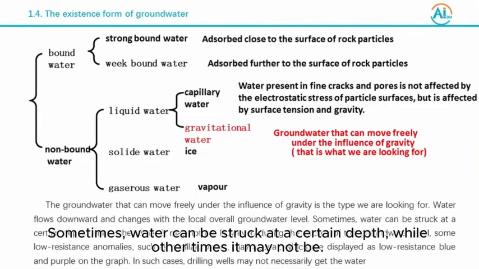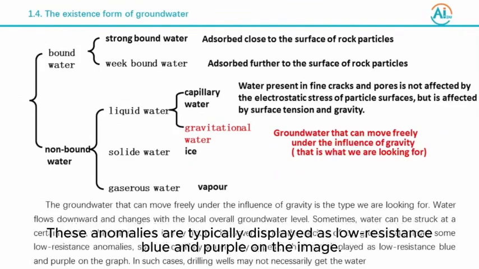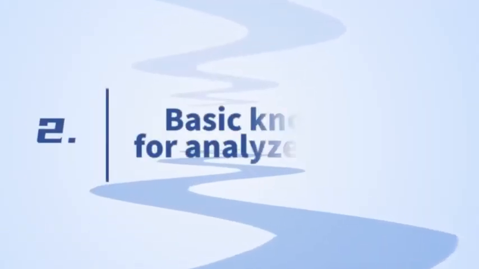Sometimes water can be struck at a certain depth, while other times it may not be. However, during the decline of the groundwater level, certain low-resistance anomalies, such as capillary water, may appear. These anomalies are typically displayed as low-resistance blue and purple on the image. In such cases, drilling wells may not necessarily yield water.